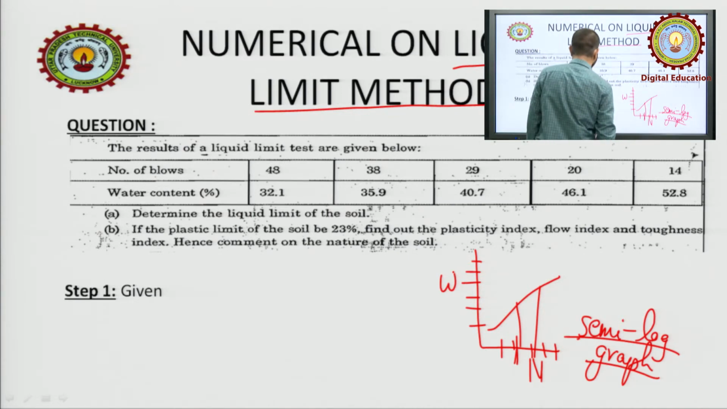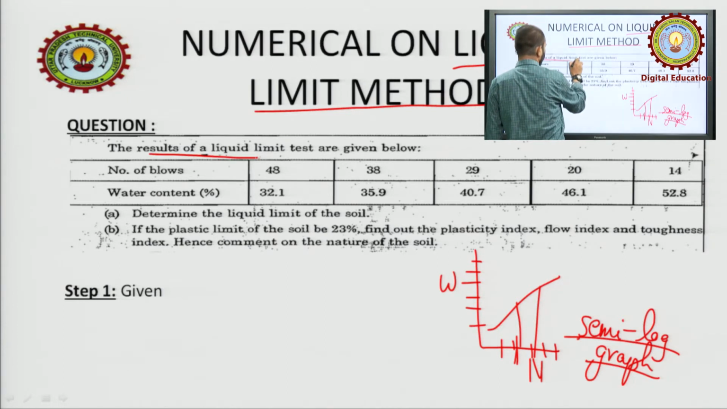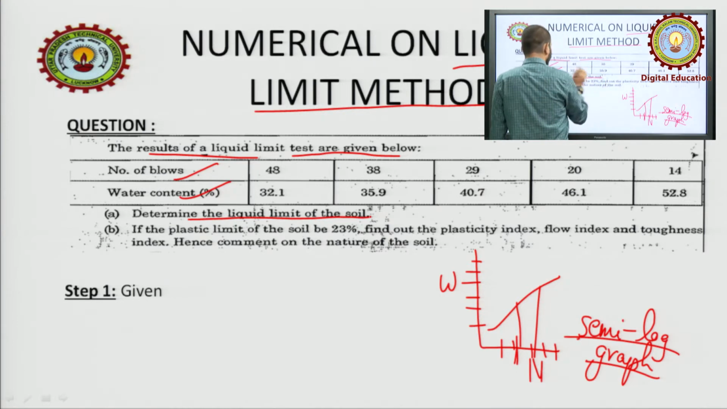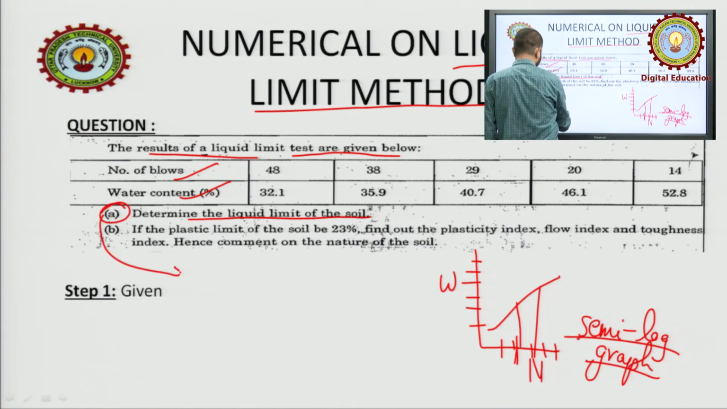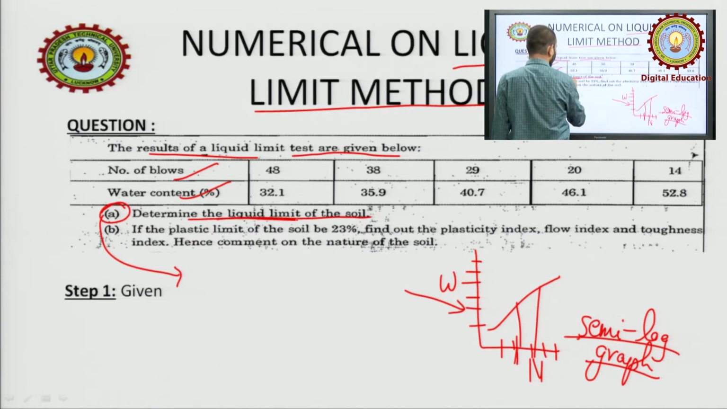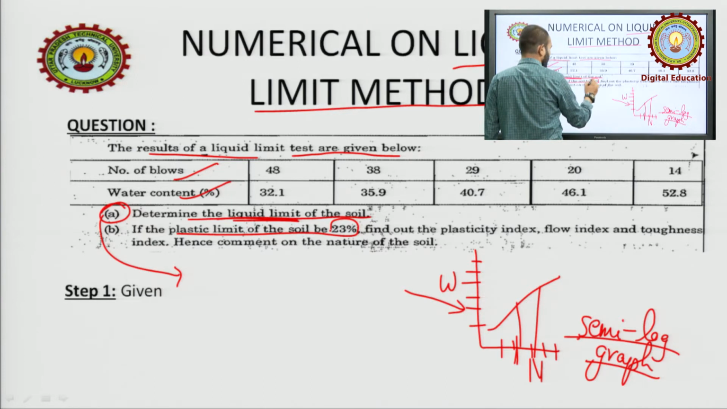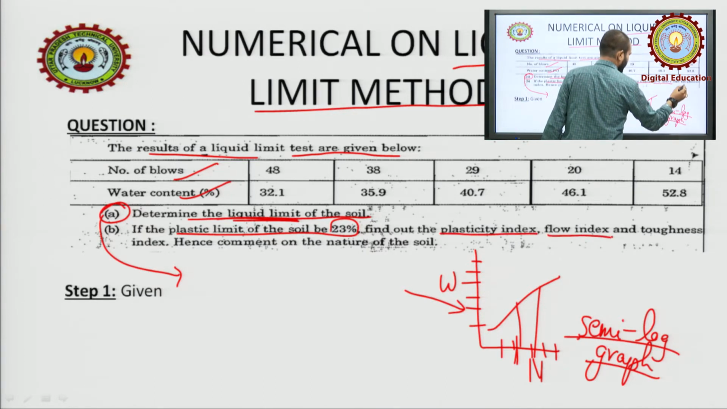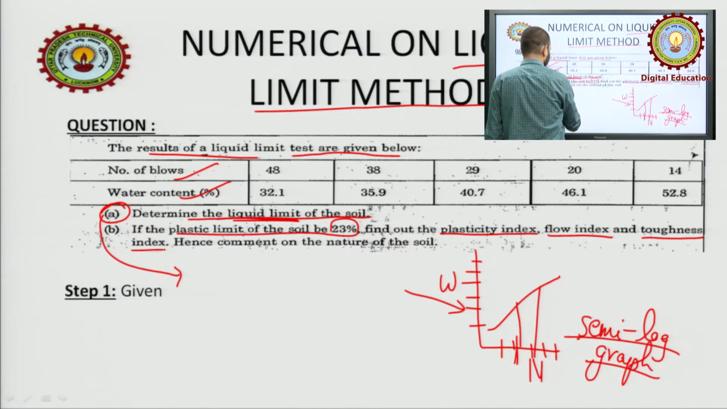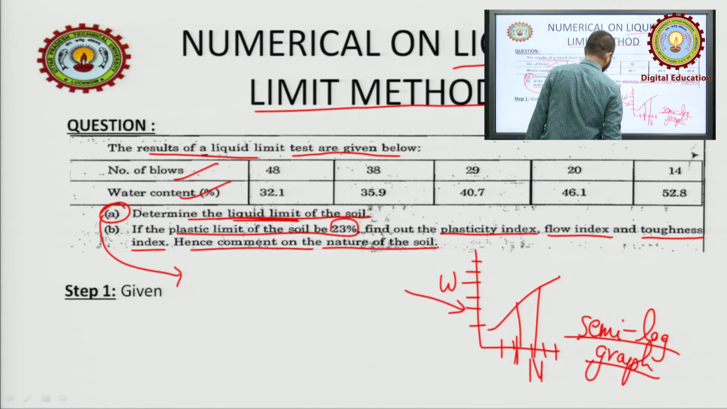What we have been given now are the results of the liquid limit test as number of blows and water content, and we have to determine the liquid limit. To find the liquid limit, we have to plot this graph on the semi-log paper. Only then can we find the liquid limit corresponding to these practical values. Otherwise, we cannot. So first of all we will plot the graph. Then what is the second question? The plastic limit is 23%. Find the plasticity index, flow index and toughness index, and hence comment on the nature of the soil.